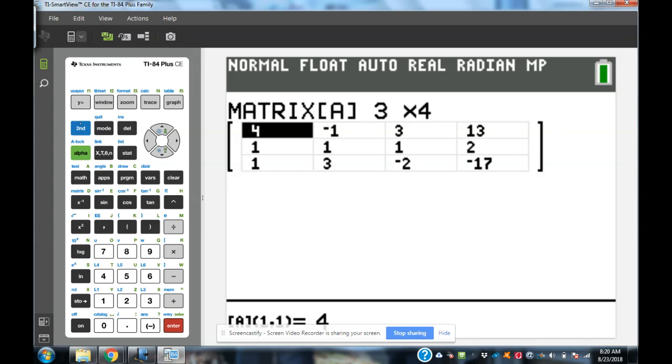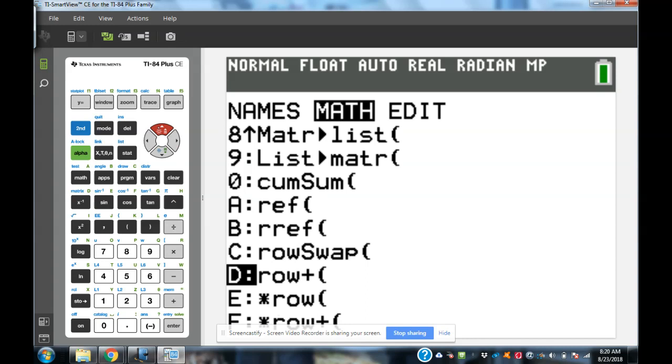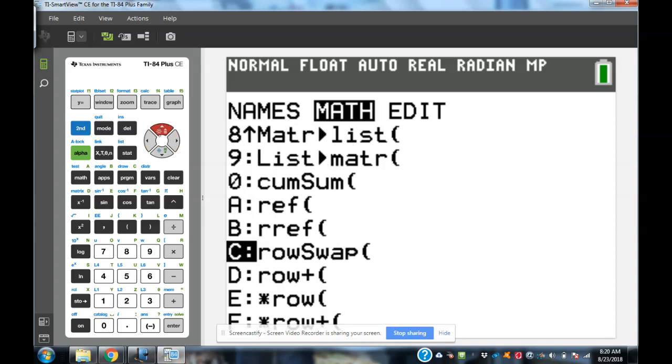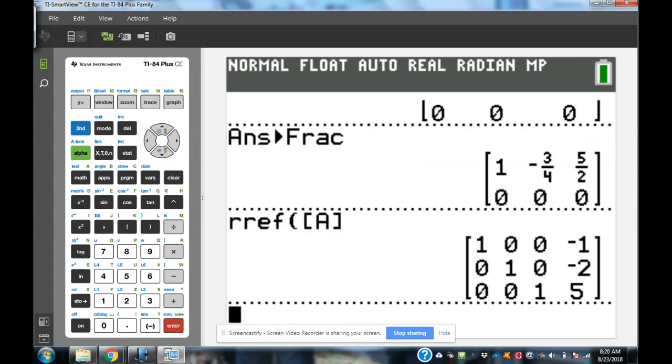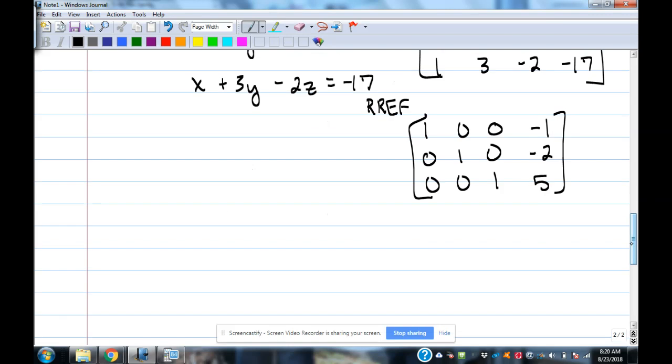All right. So there's our matrix. We're going to math, RREF, and then select that matrix. And get it out there. 1, 0, 0, negative 1. 0, 1, 0, negative 2, 0, 0, 1, 5. Tells us this is X, this is Y, this is Z.